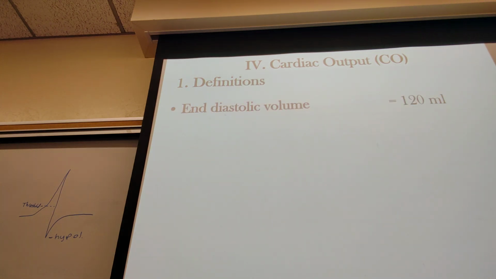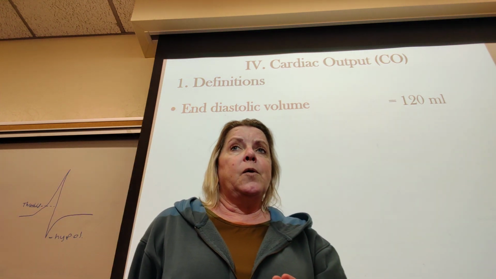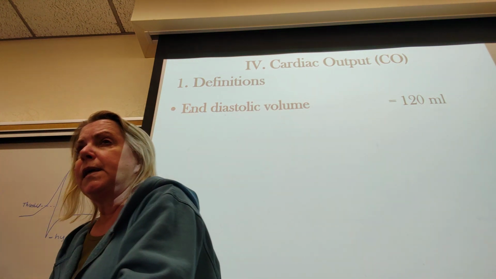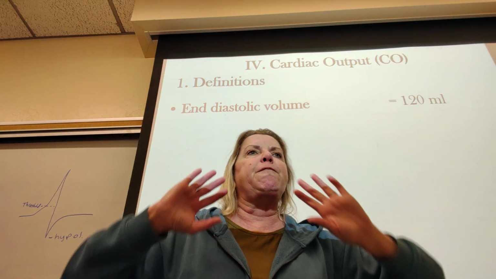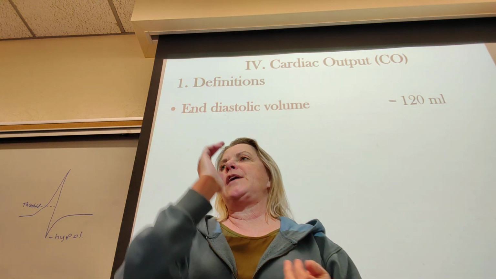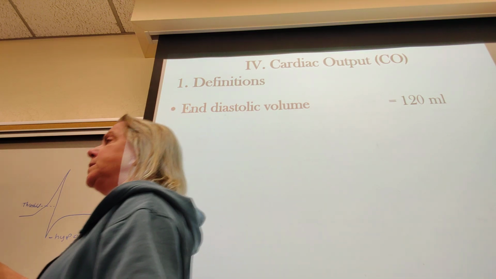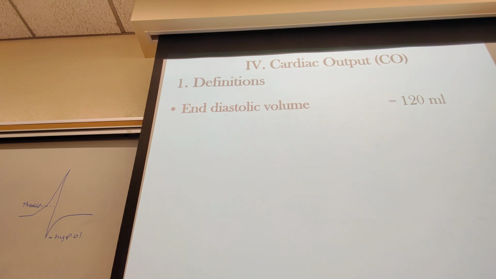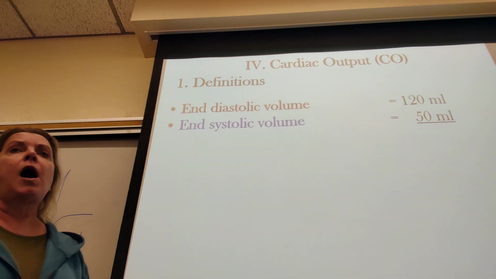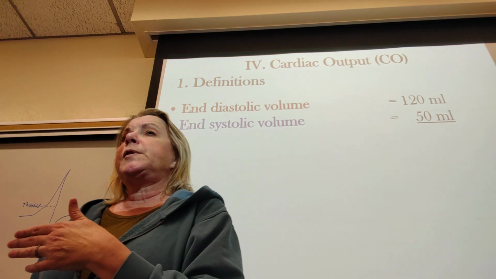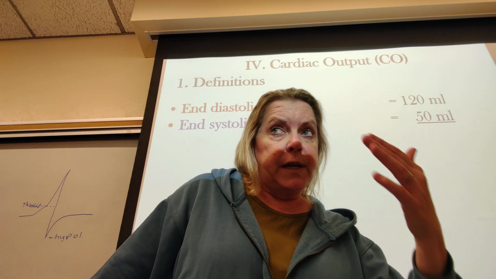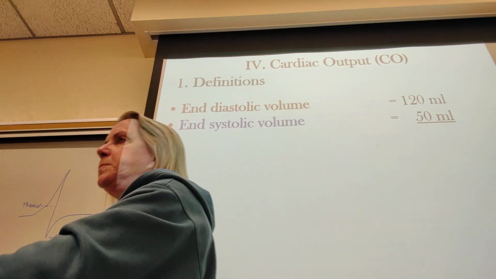So definitions, real quick. End diastolic volume is the amount of blood in the ventricles at the end of their diastole, which means at the end of their resting period. That means they are maximally full. The tank is full and you've topped it off. It is roughly 120 milliliters. End systolic volume is 50 milliliters on average. Its name tells you at the end of systole, ventricular systole, there's only 50 milliliters left.